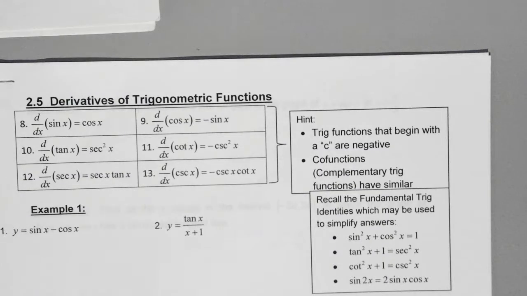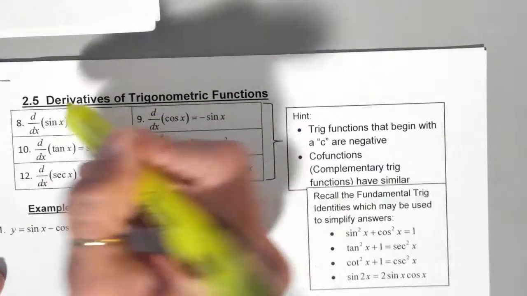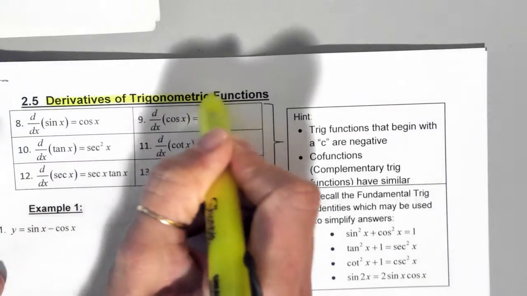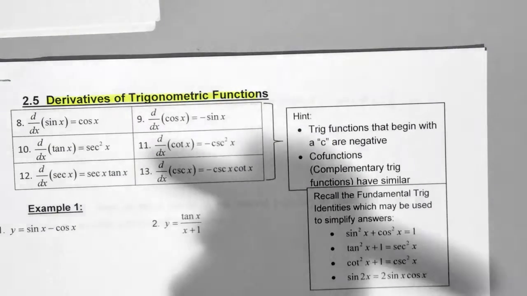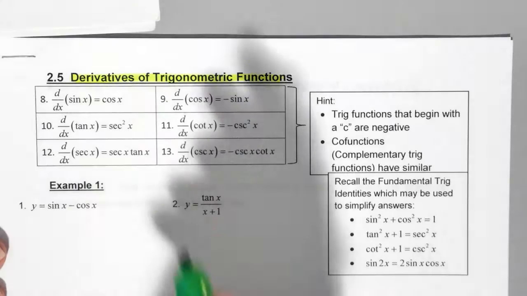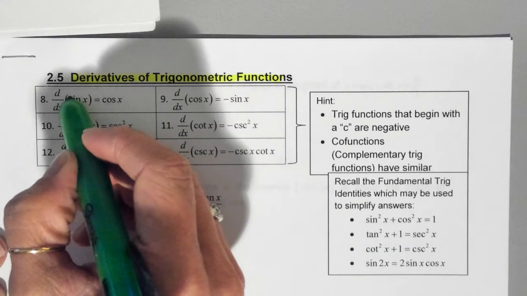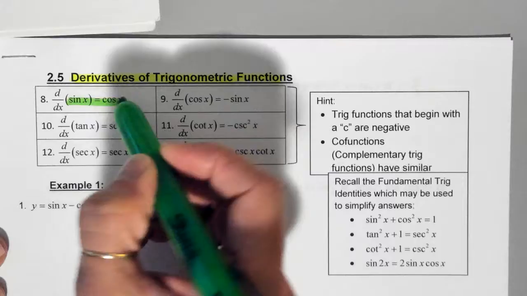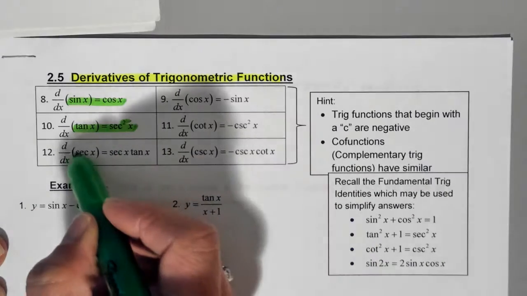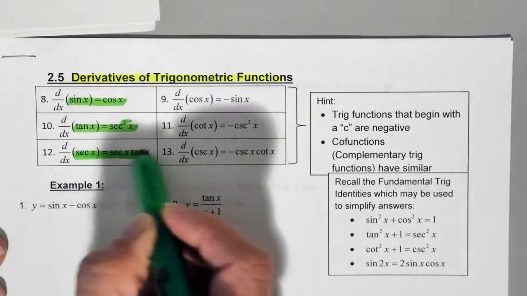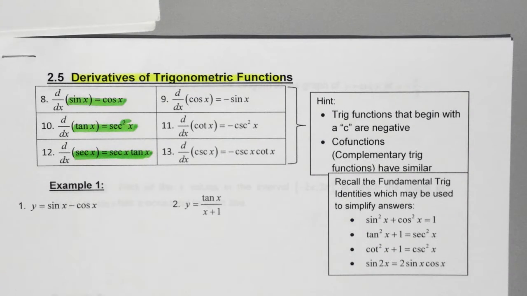All right, so derivatives of trig functions. Here we have 6 additional basic derivatives of your trig functions. You need to know that the derivative of sine is cosine, the derivative of tangent is secant squared, and the derivative of secant is secant x tangent x. That's why having those flashcards is really important.